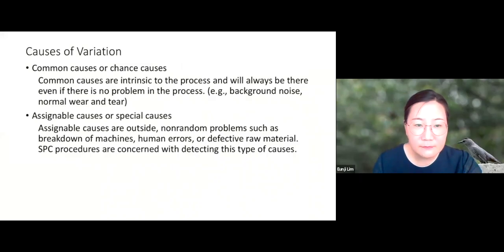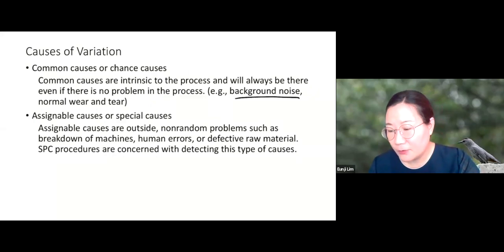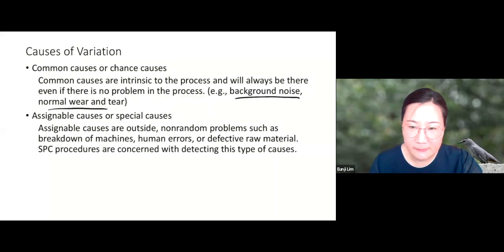There are two types of causes, common causes and assignable causes. The common causes are also called chance causes, and the common causes are intrinsic to the process and will always be there even if there's no problem in the process. In other words, you can't avoid it even if there's nothing wrong in the process. They can come from background noise or normal wear and tear.